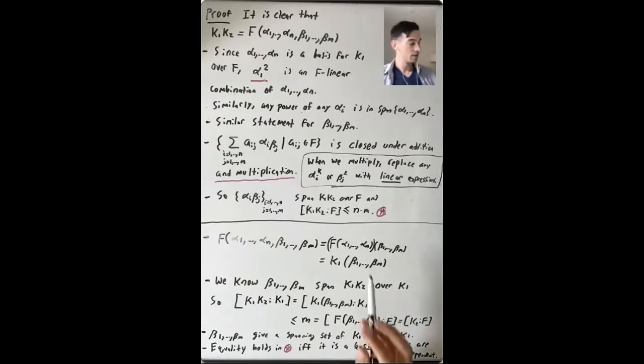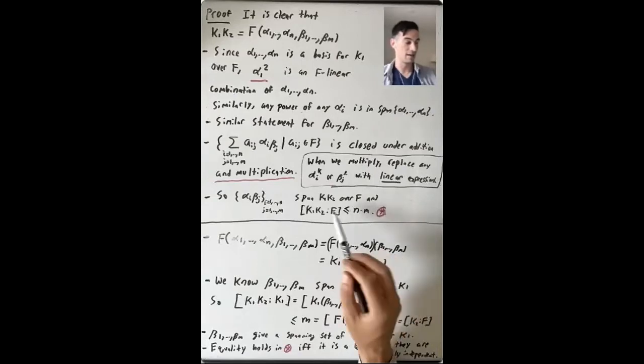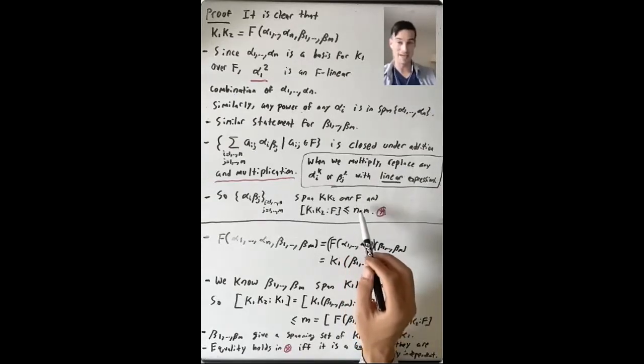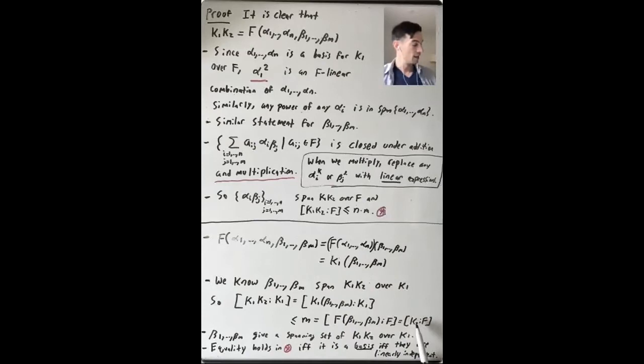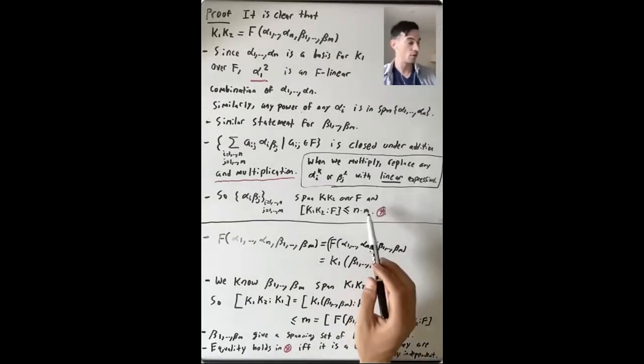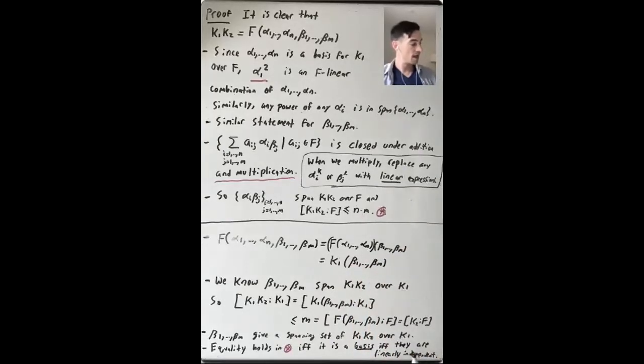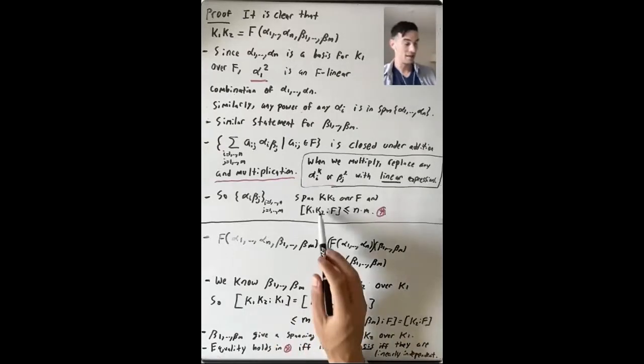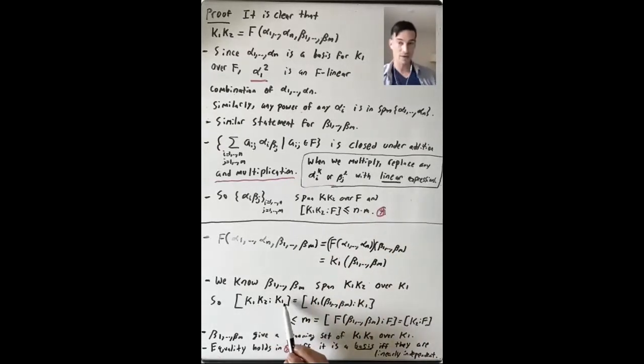And equality holds here in this product, where it's the degree of K2 over F times the degree of K1 over F, if and only if these degrees are equal. So using the multiplicativity of degrees, this degree is equal to this degree times the degree of K1 over F, which is n. So when is this equal to m?